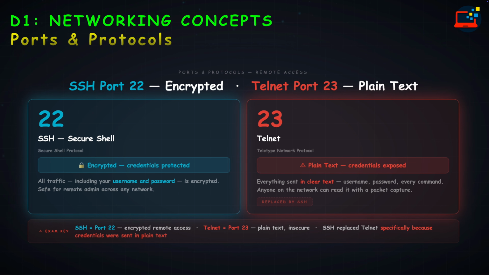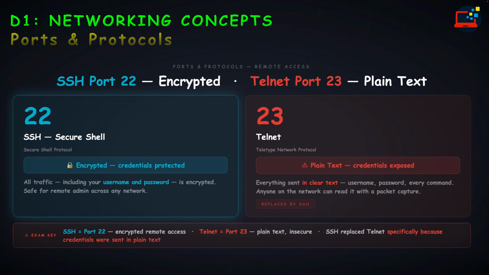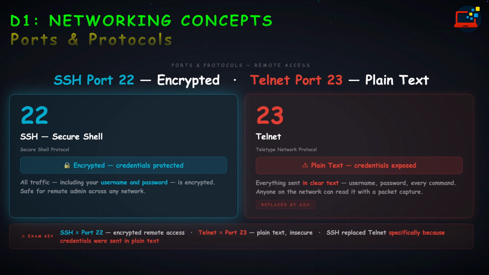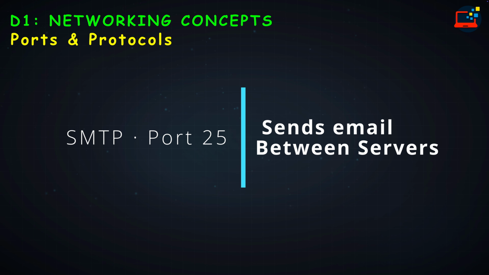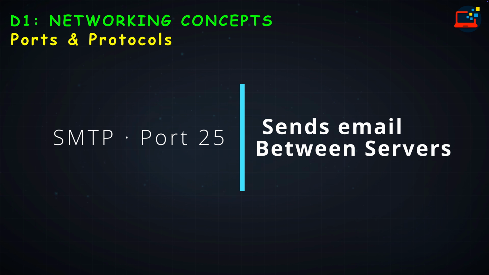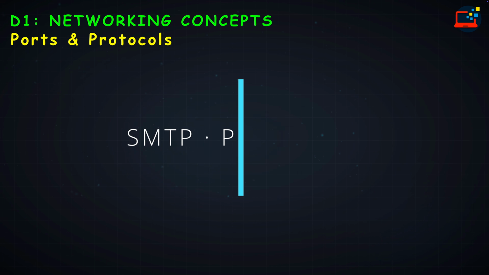SSH, Secure Shell, uses port 22. This is your secure remote access protocol, replacing Telnet. Telnet uses port 23. Telnet sends everything in plain text, including credentials. SSH replaced it for exactly that reason. SMTP, Simple Mail Transfer Protocol, uses port 25. This is the protocol for sending email between servers.